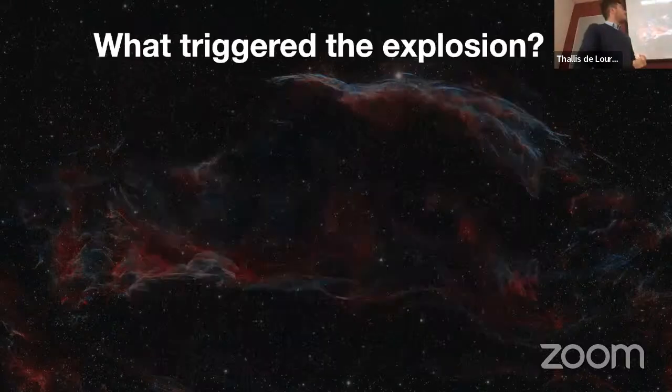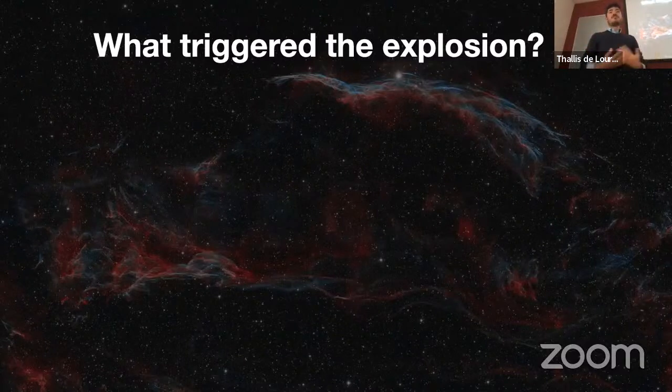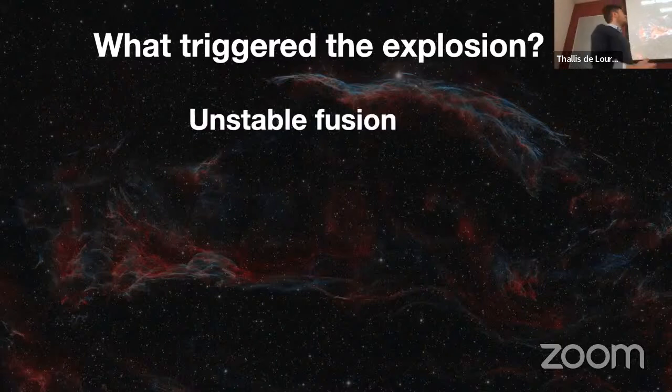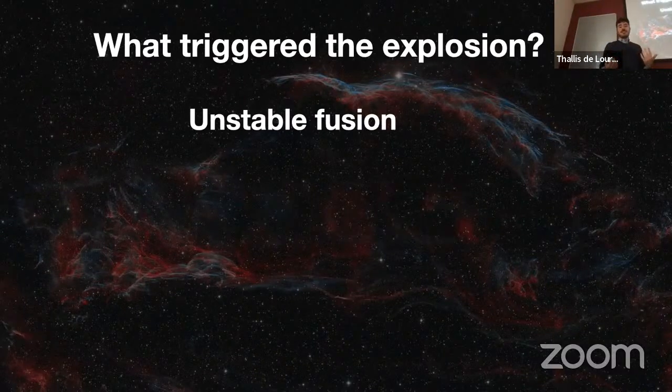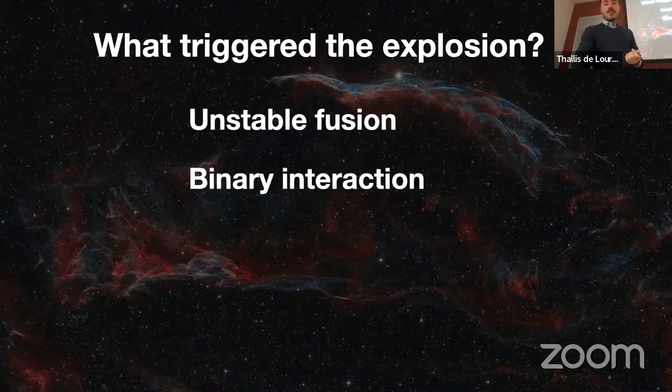So just to finish this part, we have many possibilities of what could have triggered the explosion of 2011fh. This could have been caused by this unstable fusion, which is thought to operate in the outer layers of these very massive stars, so stars with masses around 100 solar masses.